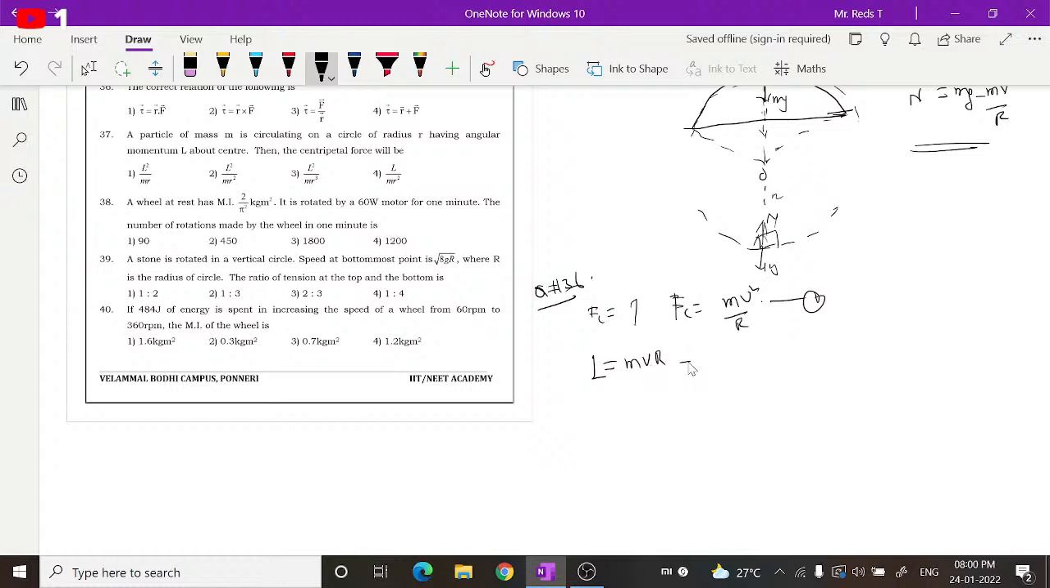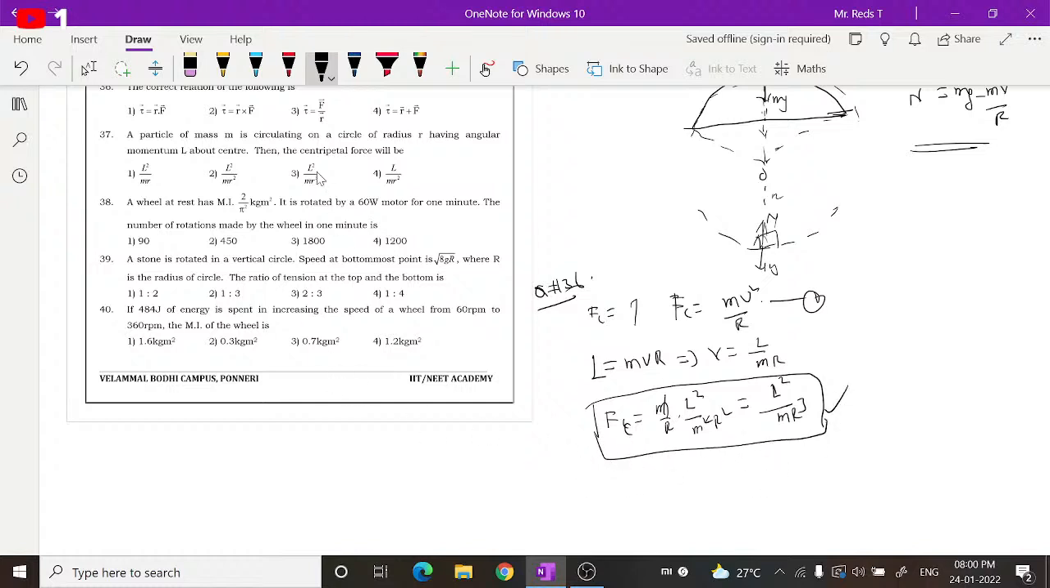If you take v is equal to L by mr and substitute this over here, then we get Fc, the centripetal force, is equal to m by r into v square, that is L square by m square r square. One m gets cancelled, so at the end we get L square by r square into r, which becomes r cube: L square by m r cube will be the centripetal force in terms of L.